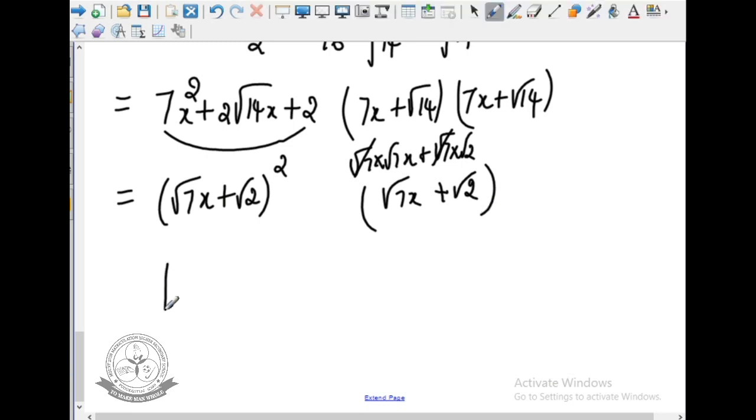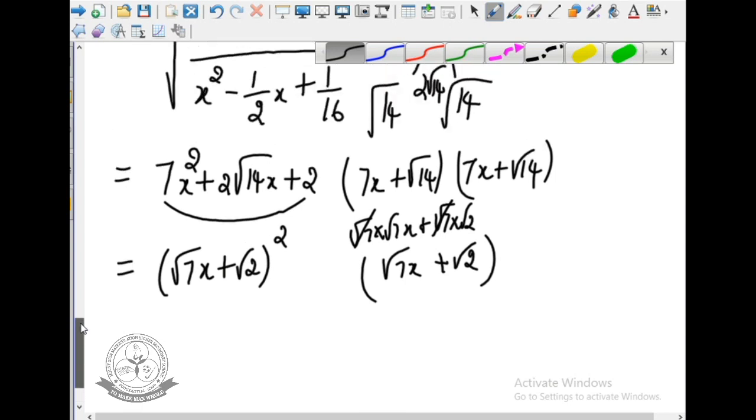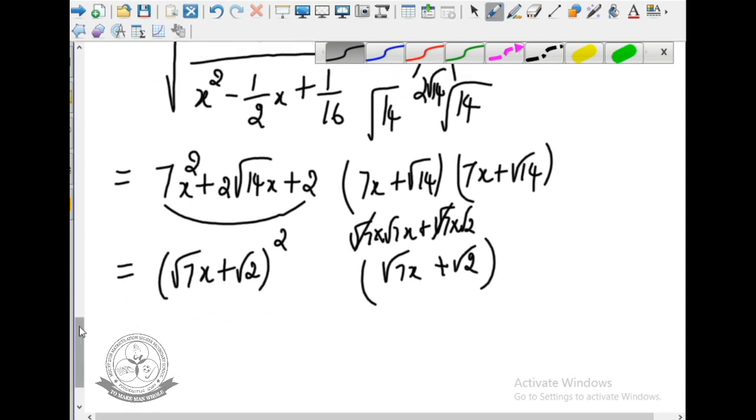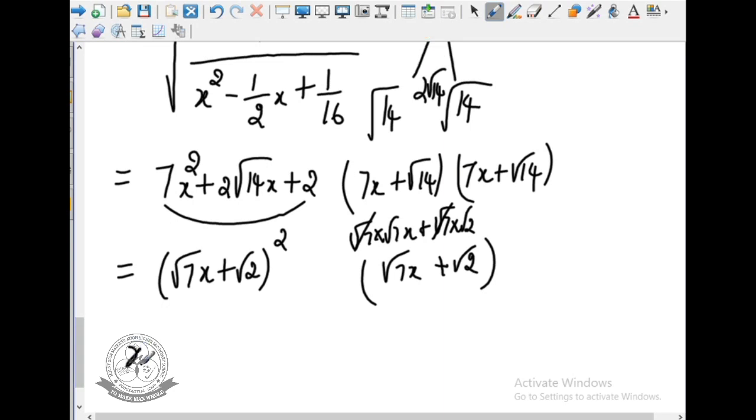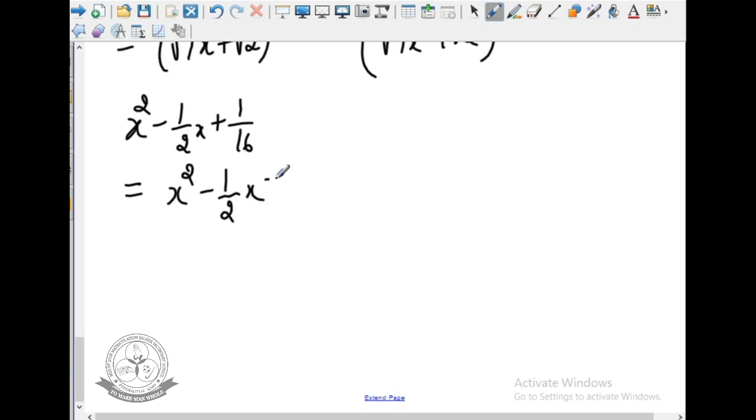Next, the second term. Here I am having x square minus 1 by 2x plus 1 by 16. For this term also I can do it. One method is, I can take LCM and do everything. The other one is also easy, that is I can write x square minus 1 by 2x plus 1 by 16 as 1 by 4 whole square.